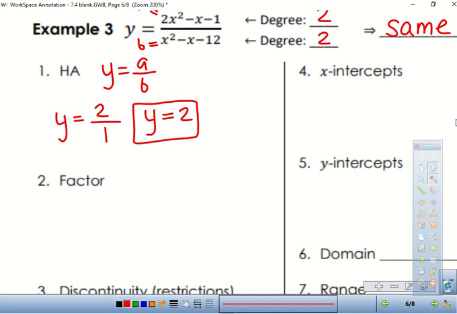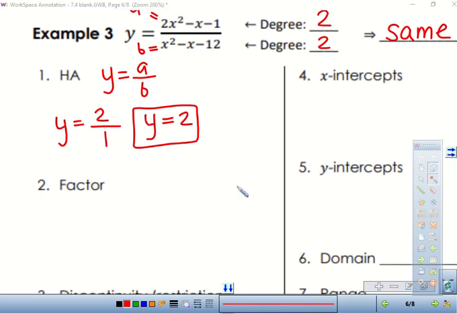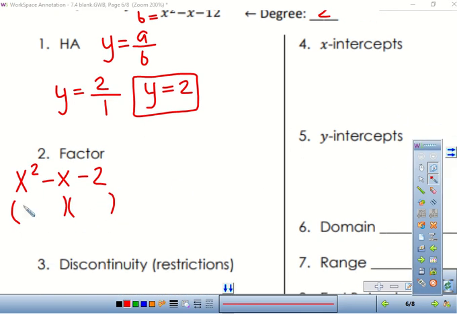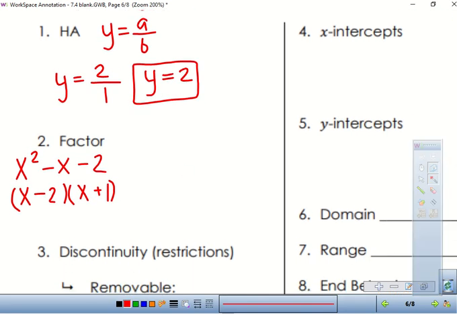Now we're going to move into factoring this. What do you notice we have to do to factor the numerator? We have to use what method? AC method. So we're going to use AC method to factor the numerator. You multiply your A and your C value and factor as normal. That would factor into x minus 2 and x plus 1. And then to finish factoring that, what would I do?